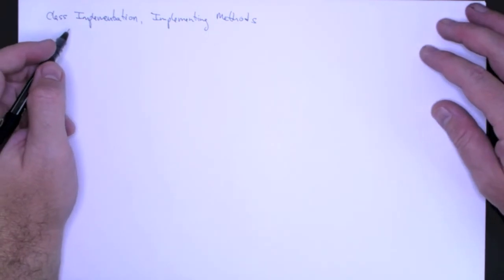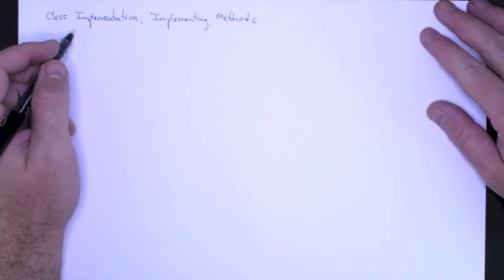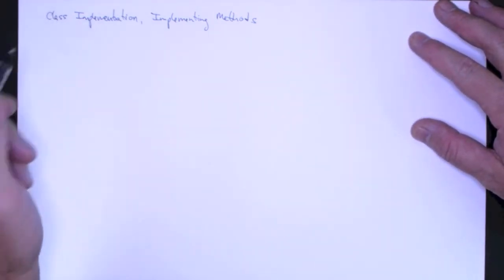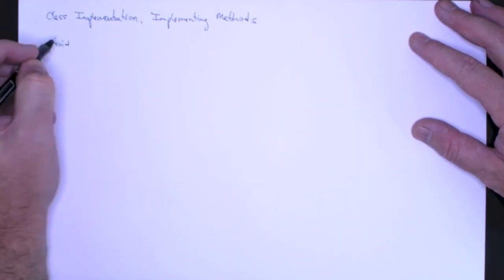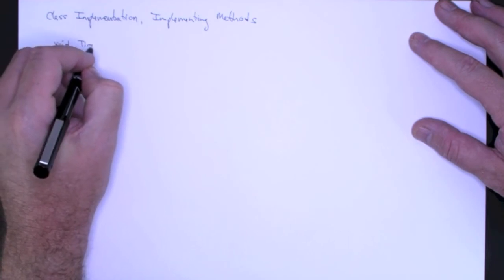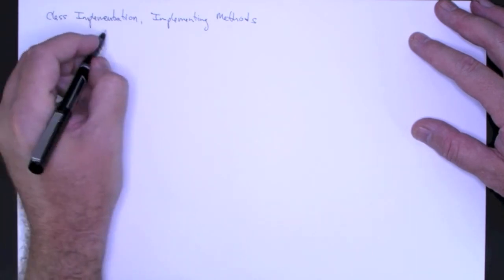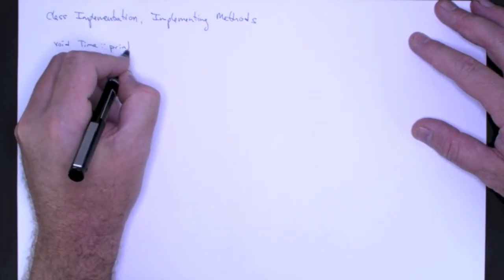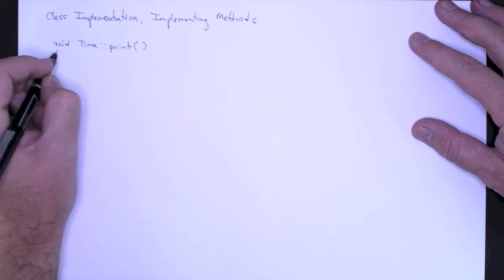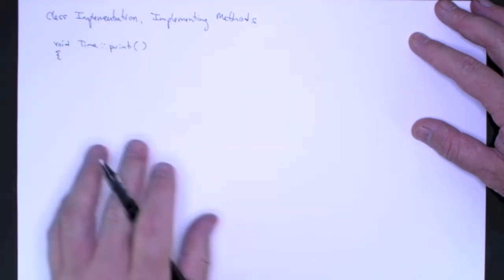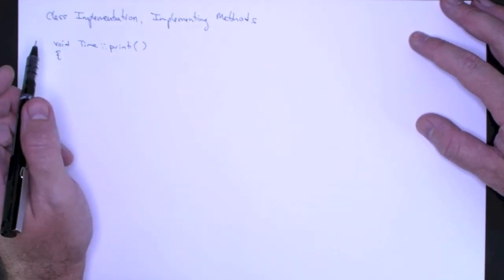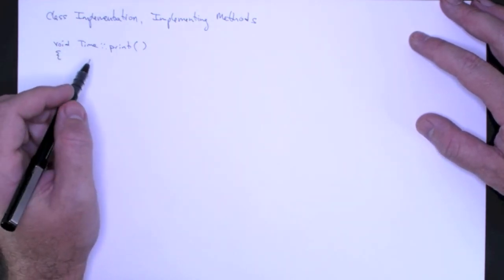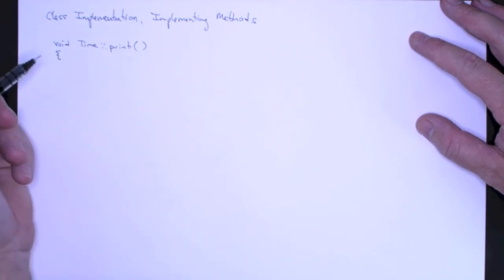So now let's look at how to implement our input and output methods. So we'll start with the print method. So again, we have the return type of void, the name of the class, followed by the scoping operator, the name of the method, and then the parameter list. So for now, let's just stick with military time and how that would look to someone.